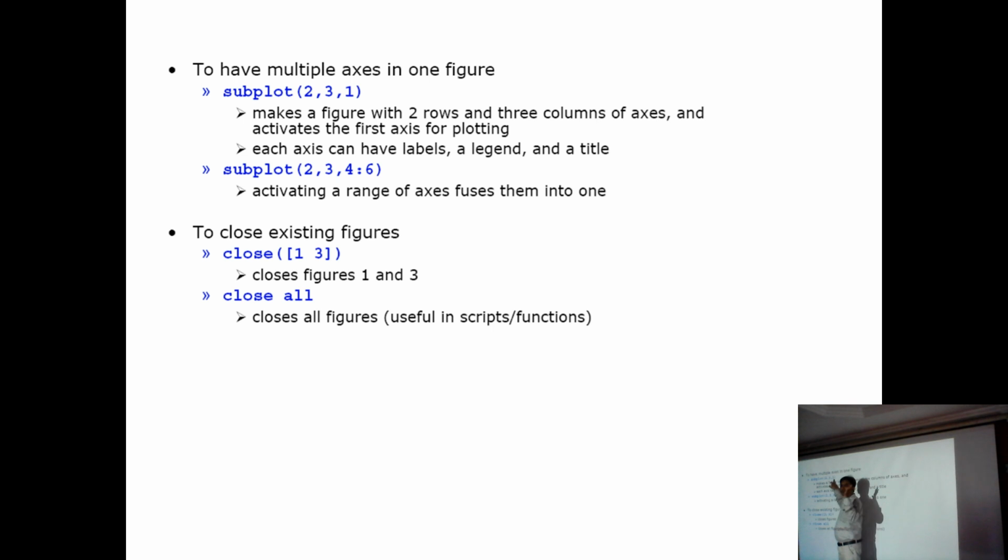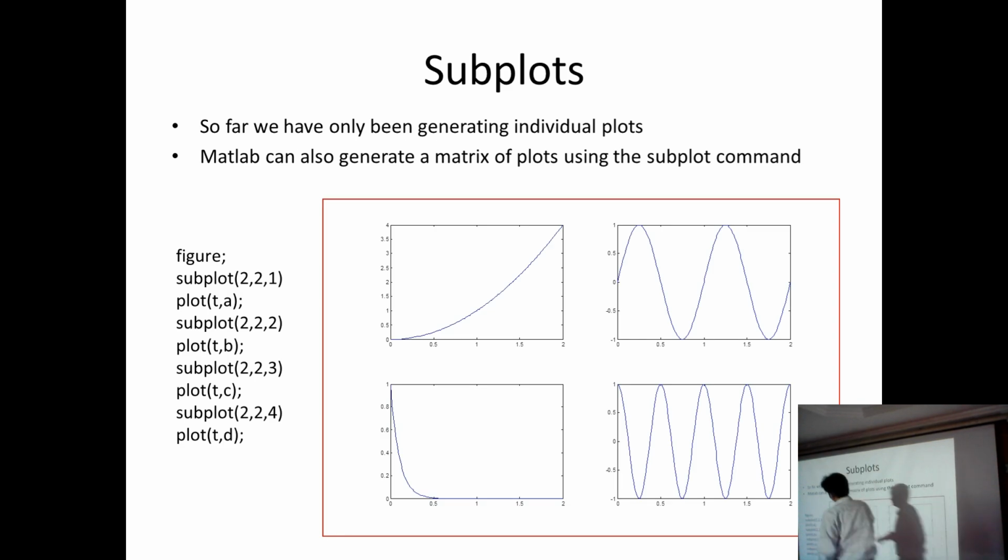So what do you mean by this now? Go back to the previous figure. First index refers to the row. Second index refers to the column. Third index refers to the figure number.